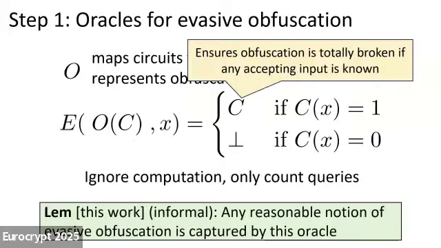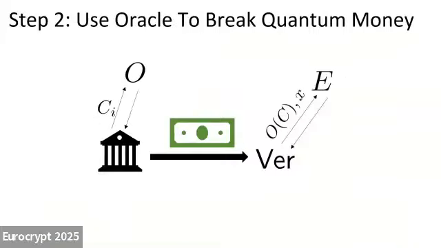So if you ever find an accepting input, this completely breaks the obfuscation. Nevertheless, if you don't find an accepting input, then this is basically as good as full-fledged obfuscation, and this allows us to show that relative to this oracle any meaningful notion of evasive obfuscation is secure. Okay, so we have evasive obfuscation, and now what we want to show is that you can't have public key quantum money. How do we do this?